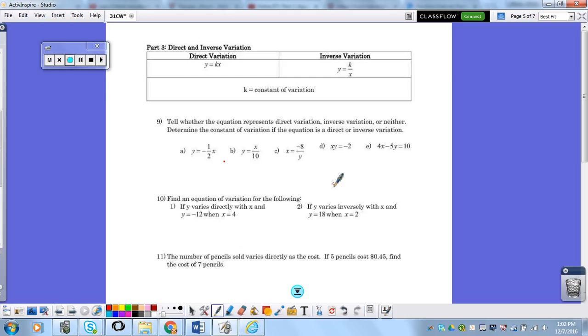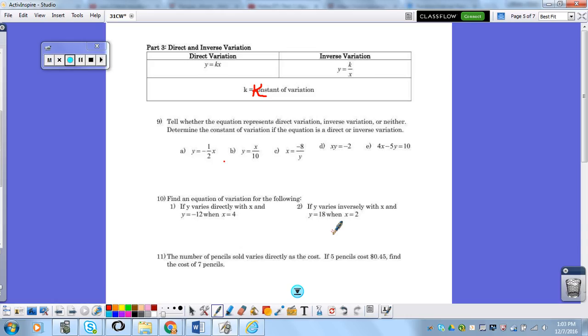Direct, multiply. Inverse, divide. If you notice, they both have the letter k in common, and k is the constant of variation. K, constant of variation. So if you notice, direct and inverse both have the letter k.